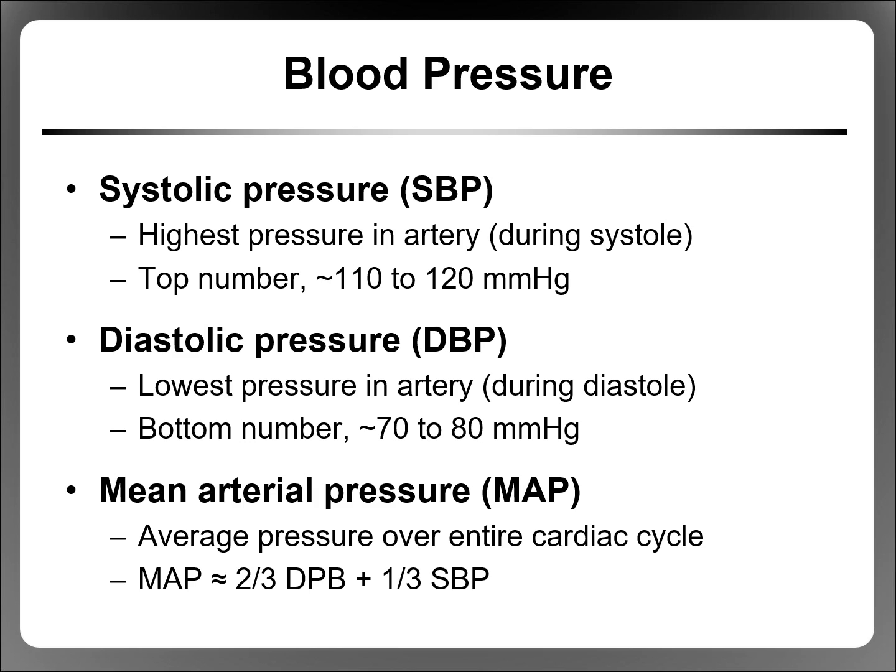So blood pressure is going to be the pressure of the blood in these particular vascular systems. We pay attention to 2 distinct blood pressure measurements, the first being systolic blood pressure. This is the highest pressure in the artery during systole. In a healthy individual, we expect this top number to be somewhere between 110 to 120. And then our diastolic pressure is going to be the lowest pressure in the artery during diastole. We expect this bottom number to be somewhere between 70 and 80.